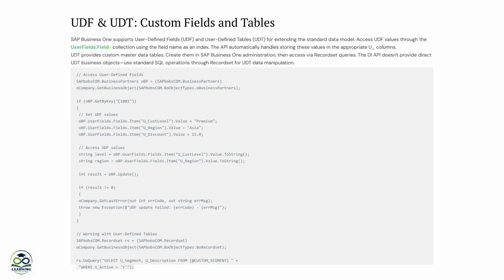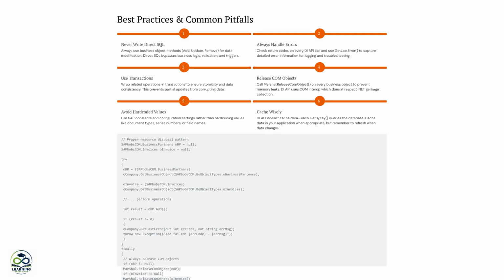User-defined tables or UDTs are custom tables. Access UDT data using the Recordset object and direct SQL queries. The best practices include using business object methods, always checking return codes, using transactions for atomicity, and releasing COM objects to prevent memory leaks. Also, avoid hard-coding values and implement caching strategies.